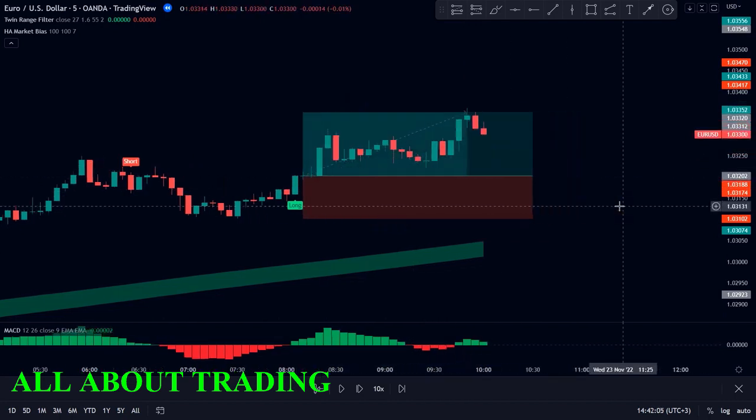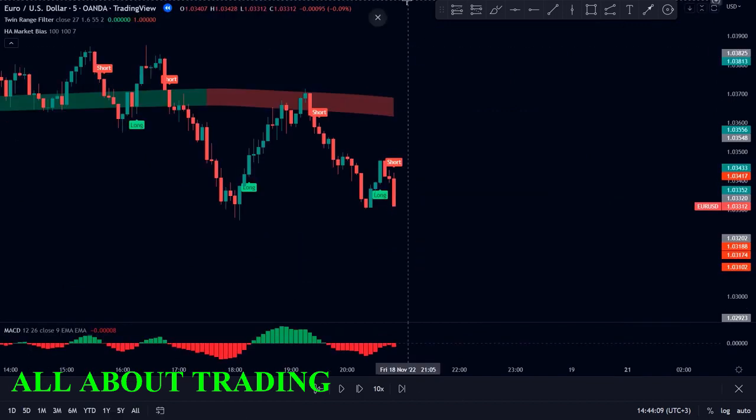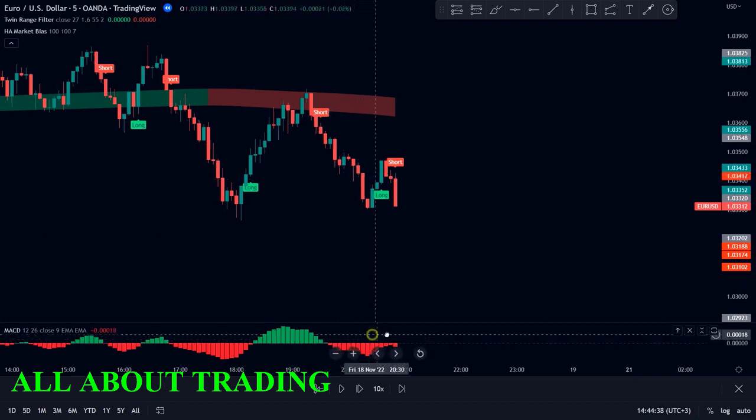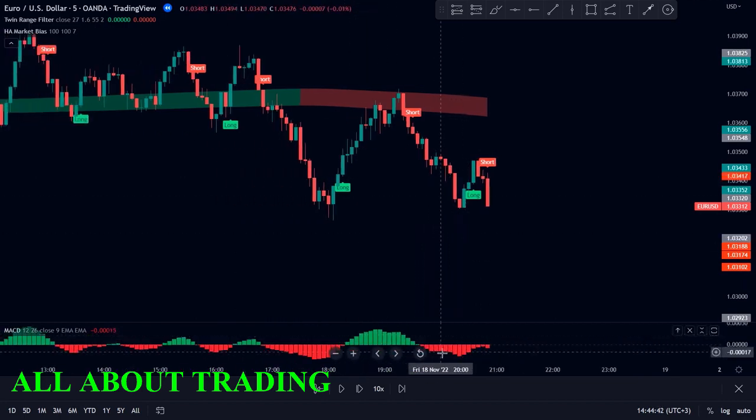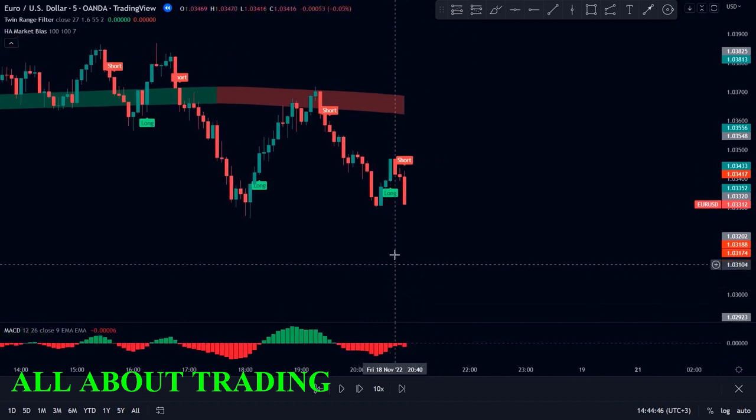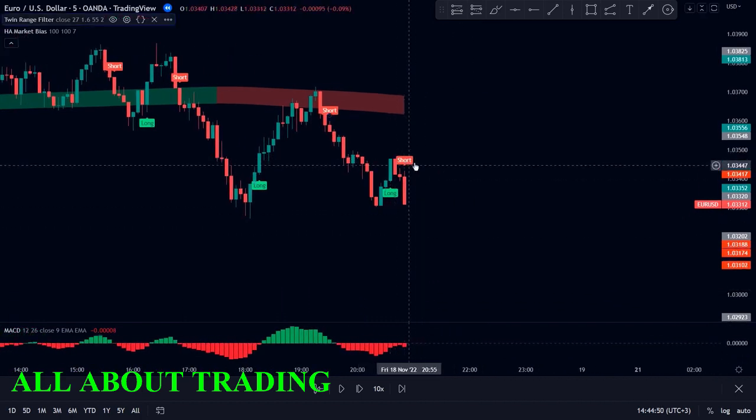Now you may be asking yourself, but what are the conditions for entering a short trade? Well, that's a very good question. To enter a short trade, you basically just have to do the opposite of everything we did for a long trade. Here's what I mean. First, the market bias indicator should be colored red to indicate an overall bearish trend. Second, the histogram of the MACD indicator should also be colored in red like this. And the last condition is for the twin range filter to print a short signal.